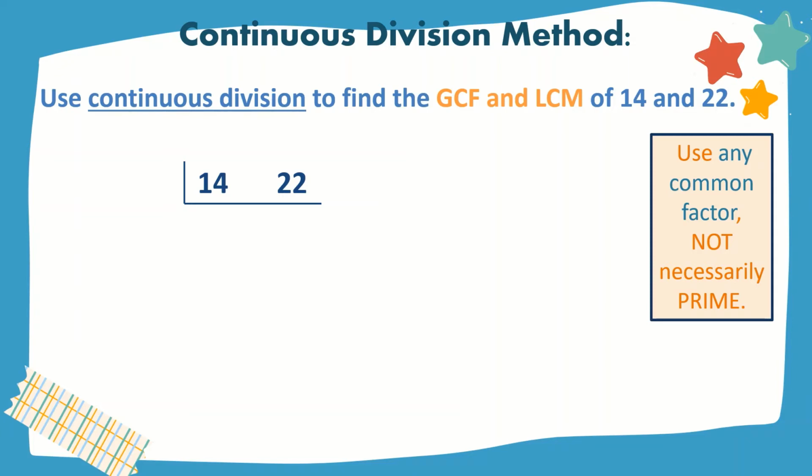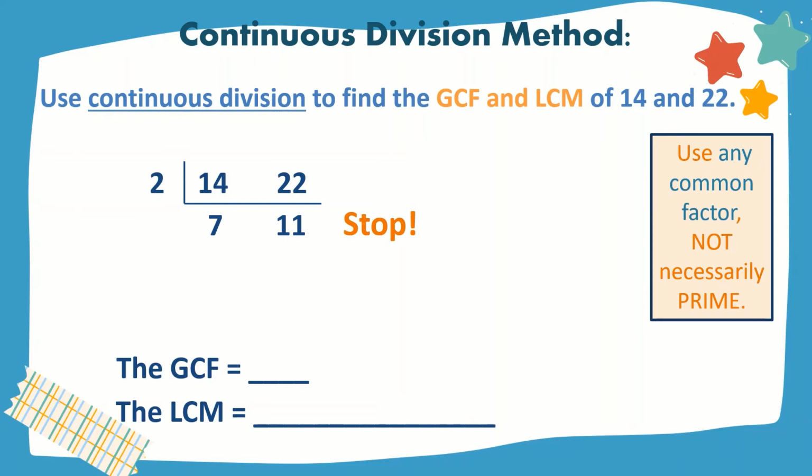Which is not necessarily prime. So here, since 14 and 22 are even numbers, we can divide them by 2. 14 divided by 2 is 7. Put 7 under 14. 22 divided by 2 is 11. Since 7 and 11 cannot be divided by any number anymore except 1, then stop dividing. So on the side, we only have one group of common factors.